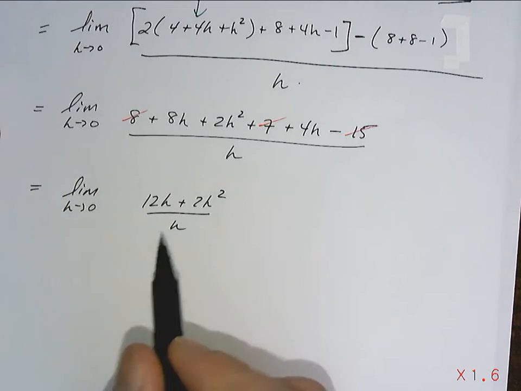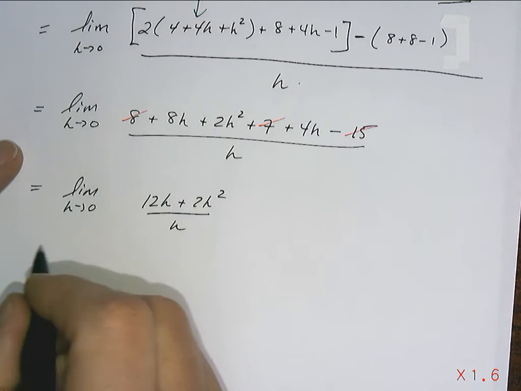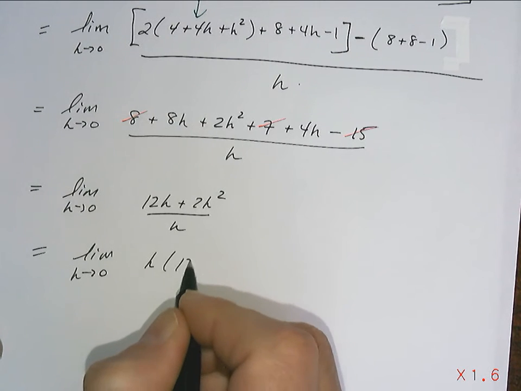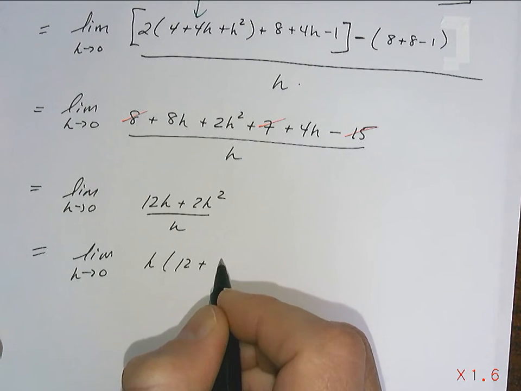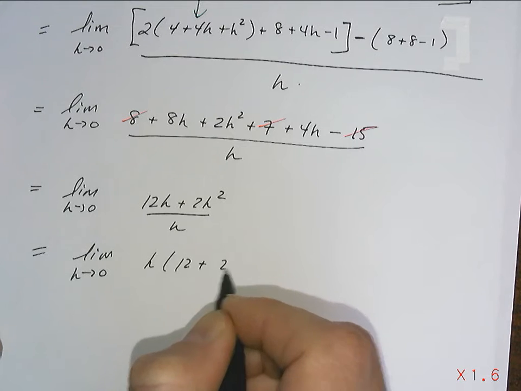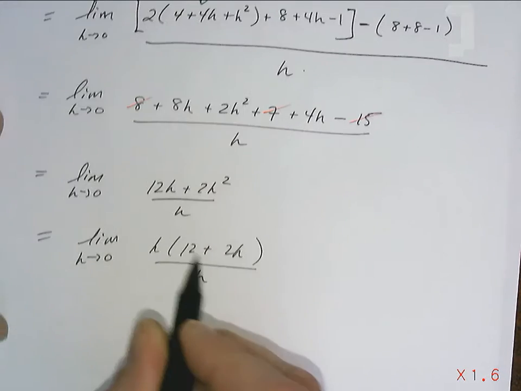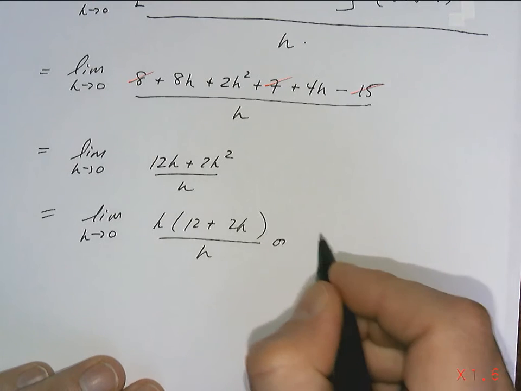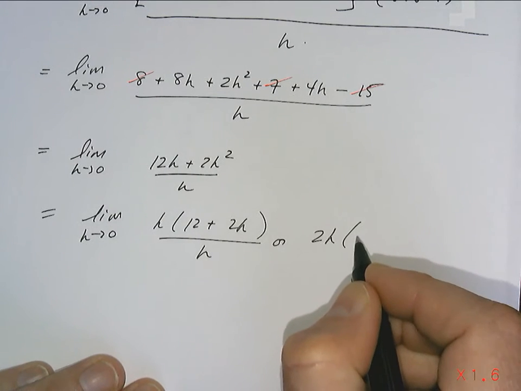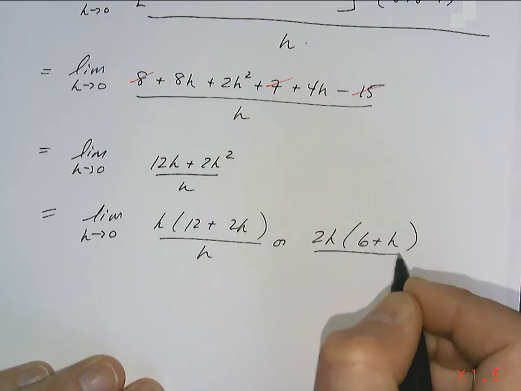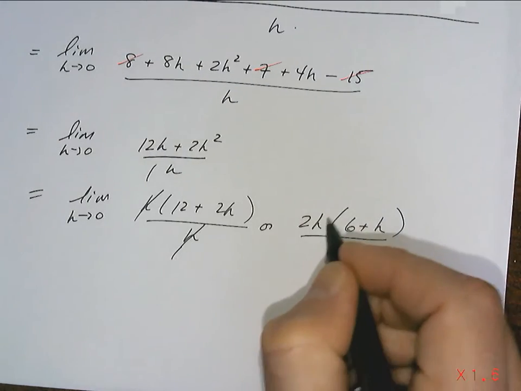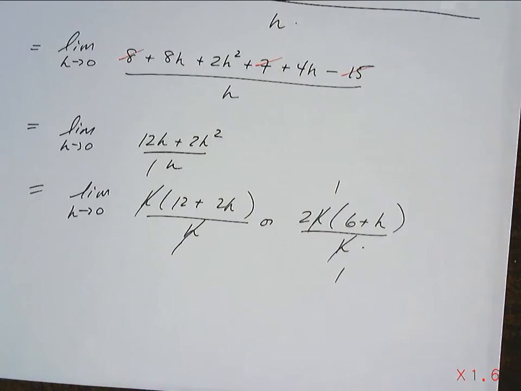Plug in h approaches 0. I get 0 over 0. That's not good. So I'm going to do the limit as h approaches 0 of h times 12 plus 2h, over h. Notice I could have taken out a 2 up here. I certainly could have taken out a 2. I'm not going to. Okay, it would have looked like this. 2h times 6 plus h over h. In which case we would reduce here, or I would reduce here. We're going to turn the limit on.